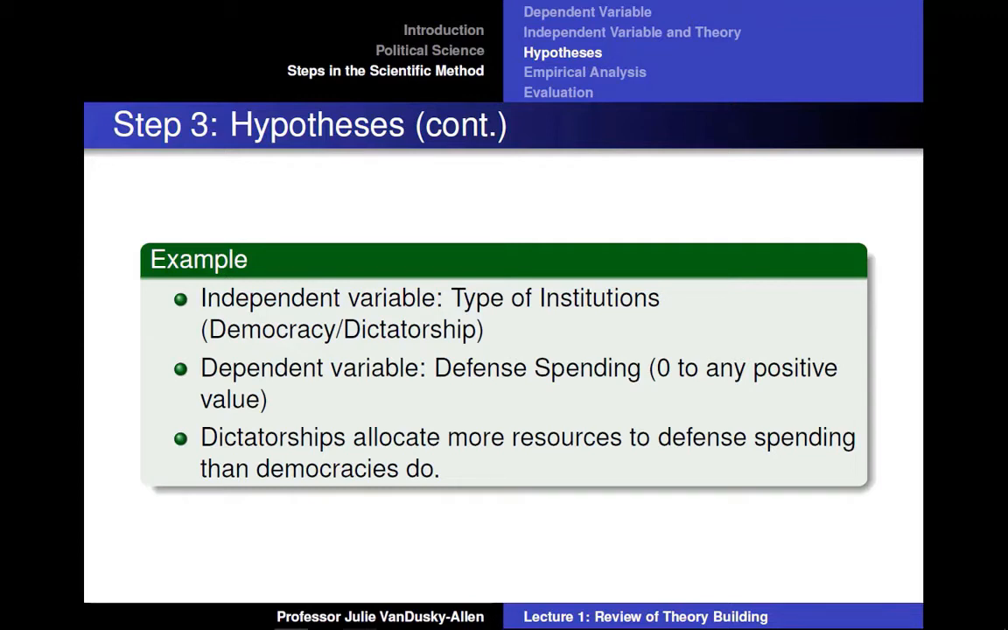Note that this hypothesis identifies how variations in the independent variable, democracy/dictatorship, influence variations in the dependent variable, defense spending. In addition, we can observe this potential relationship between democracy/dictatorship and defense spending in the real world. We could collect data from public records on countries' defense spending and collect data on whether countries are democracies or dictatorships. Then we could determine if dictatorships spend more in defense than democracies do.